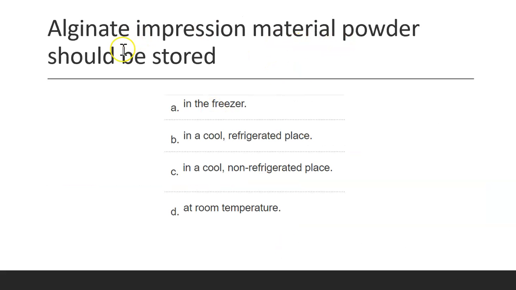Alginate impression material powder should be stored A, in the freezer, B, in a cool refrigerated place, C, in a cool non-refrigerated place, or D, at room temperature.